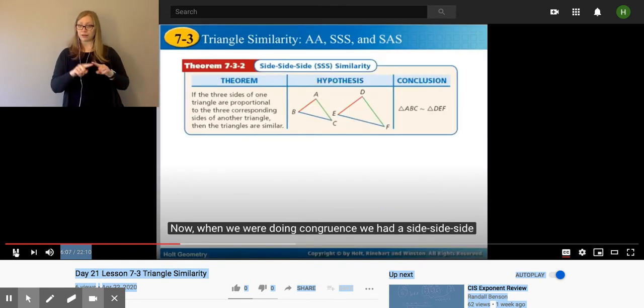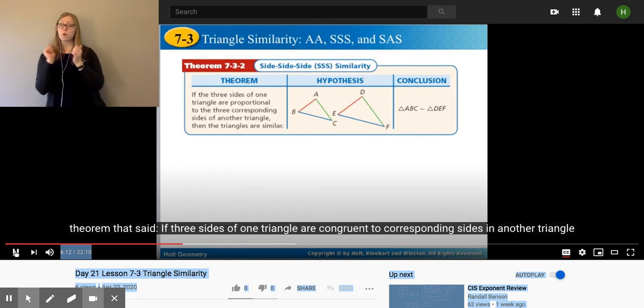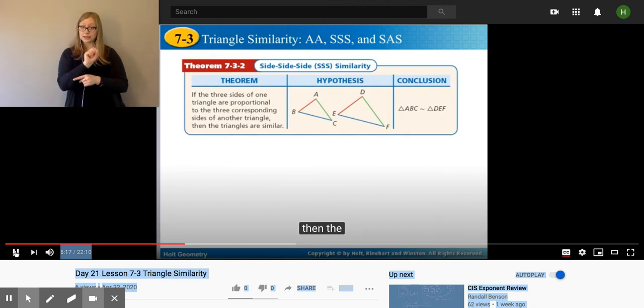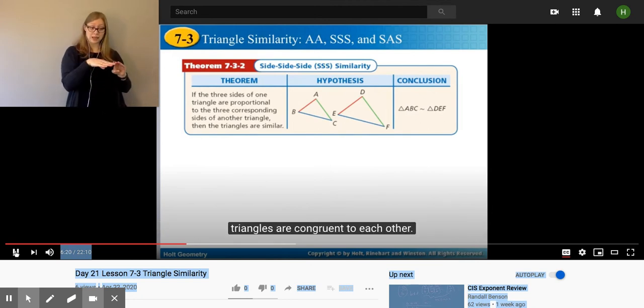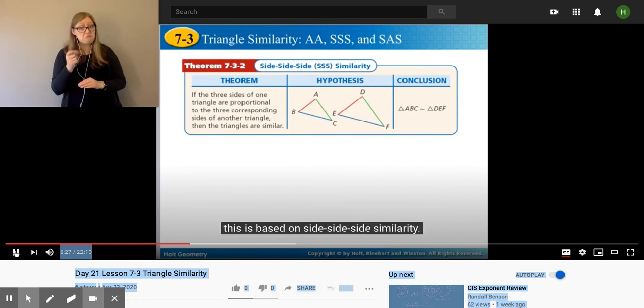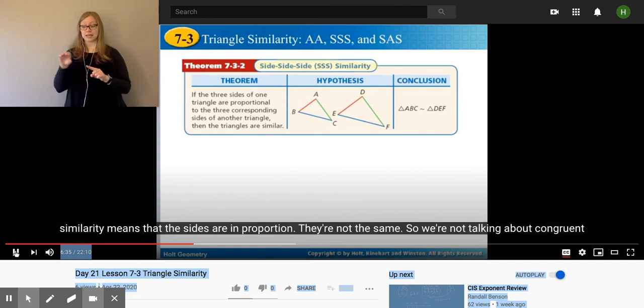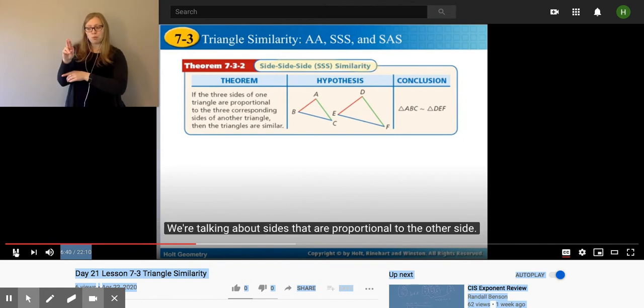Now, when we were doing congruence, we had a side theorem that said if three sides of one triangle are congruent to corresponding sides in another triangle, then the triangles are congruent to each other. There's a similar theorem, and this is based on the side similarity. Similarity means that the sides are in proportion, they're not the same. So we're not talking about congruent sides, we're talking about sides that are proportional to the other sides.